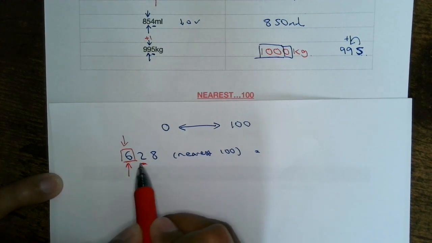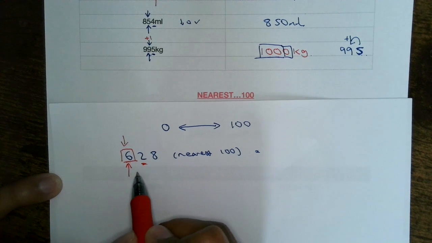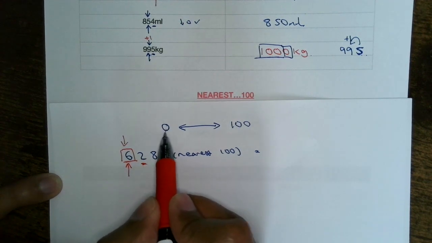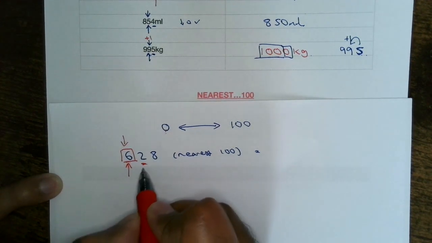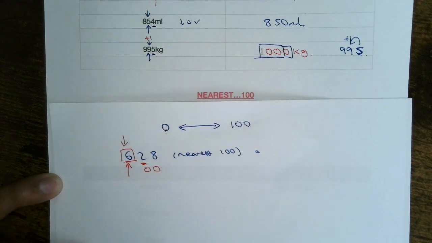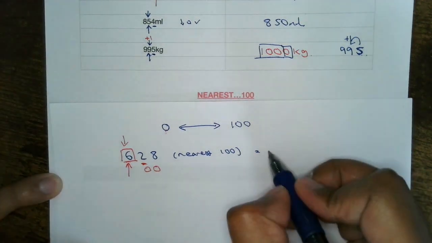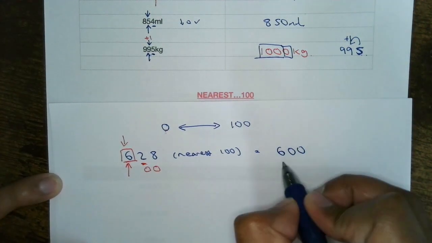I'm not interested in 8. I'm interested in that 2. He's my best friend right now. And I'm going to say, are you greater than 5 or smaller than 5? You're smaller than 5. So what are we going to do? We're going to bring it back down to 0. And we're going to turn the 2 and an 8 into a 0 and a 0. And that's going to give us an answer of 600.